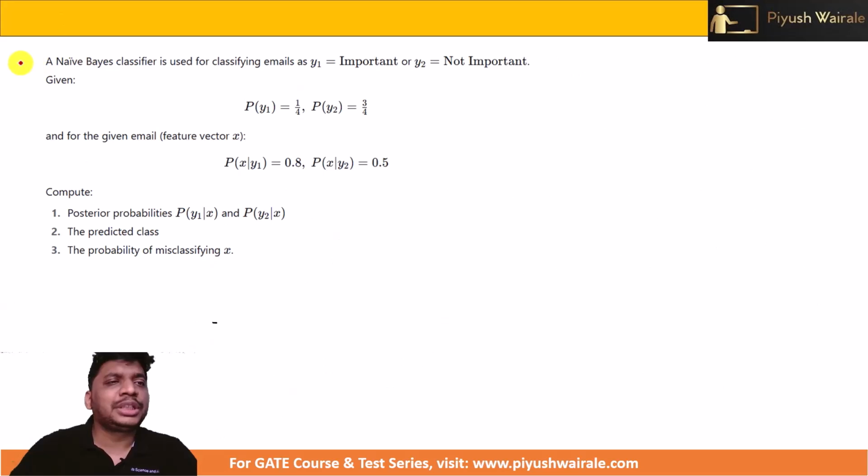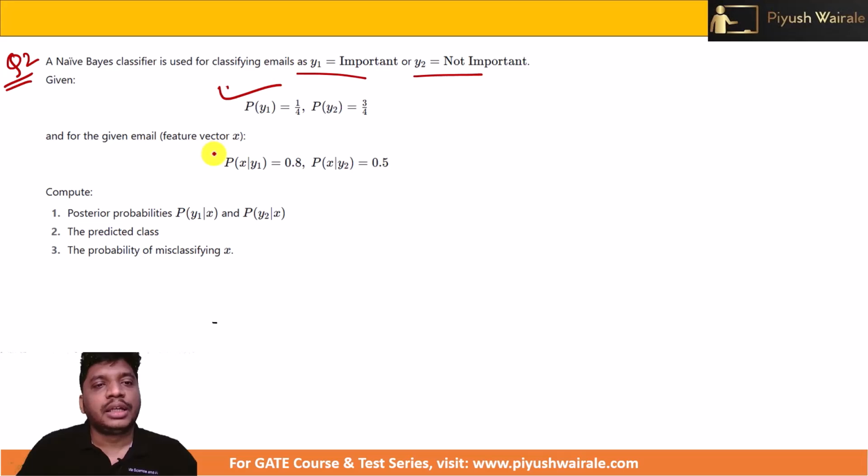Now we have one more question similar to this one. Question number 2 here. Same thing. Here y1 is important, y2 is not important emails, right? We have the given probability for a feature vector x, and we need to find out these three things. So whatever we have done in the previous question, the same thing you have to do.